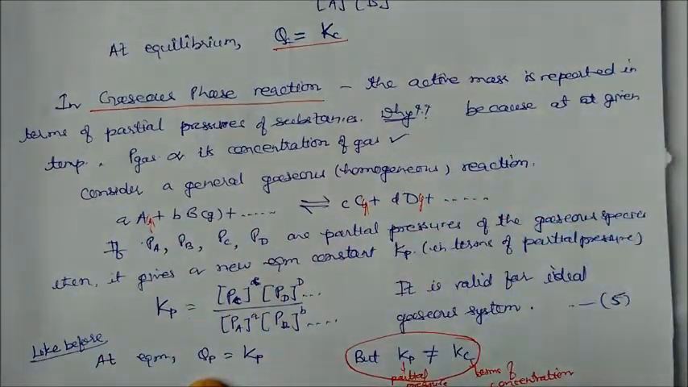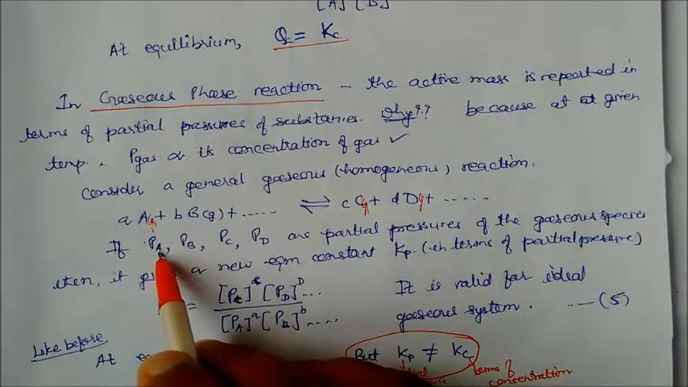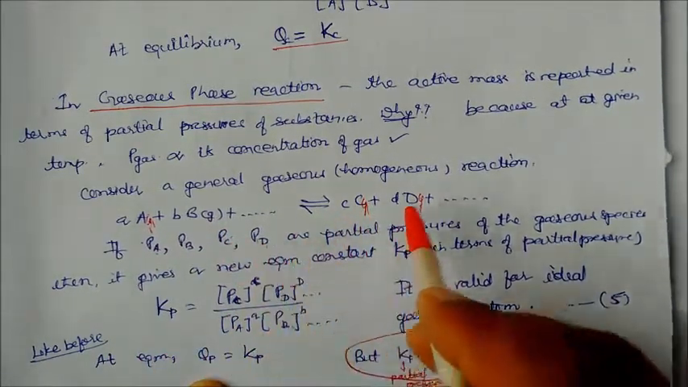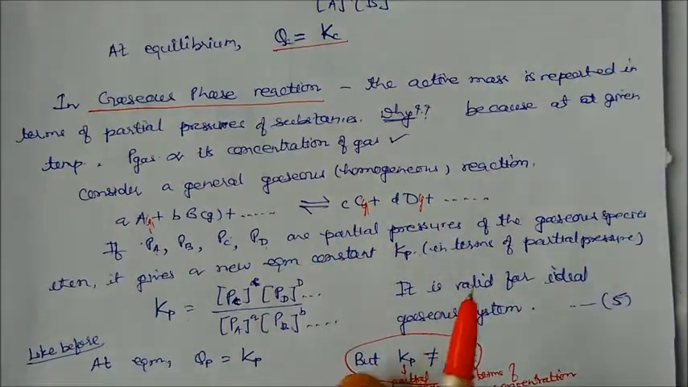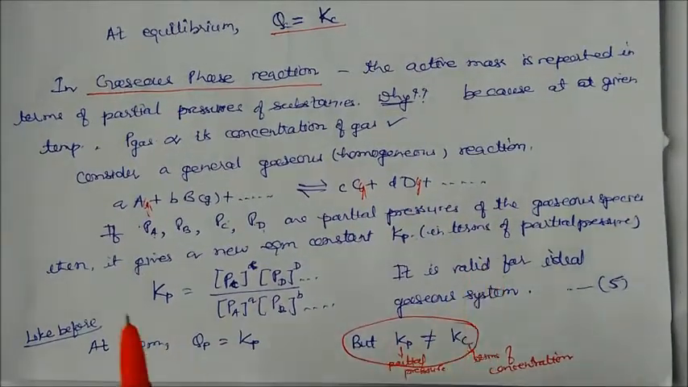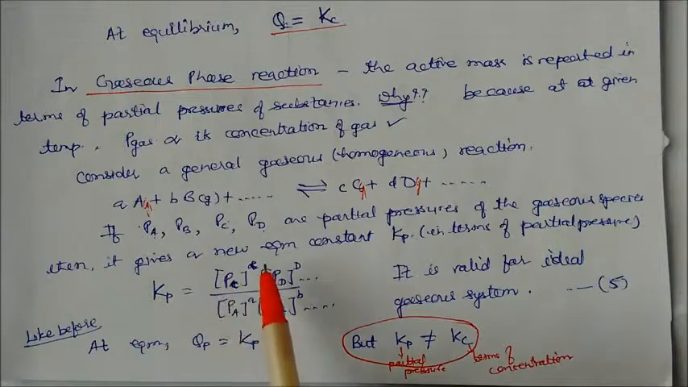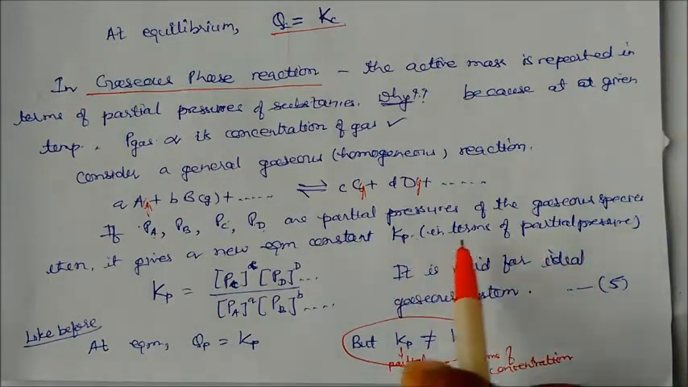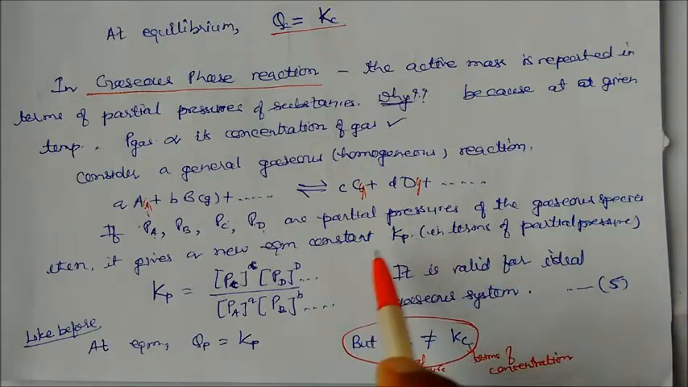Here this is the partial pressure of A, partial pressure of B, partial pressure of C, and partial pressure of D. This is the partial pressure of the gaseous species. Then it gives a new equilibrium constant that is called Kp, in terms of partial pressure. So in terms of partial pressure, Kc is now termed Kp.